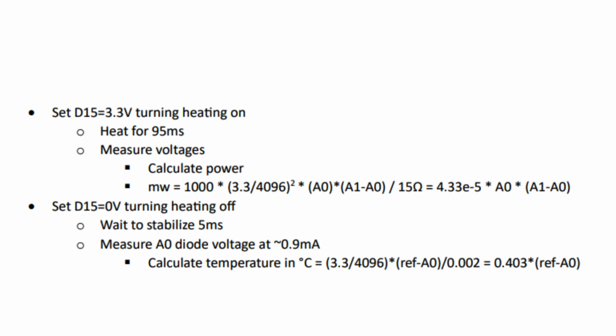The heating temperature measurement algorithm is simple. Power is turned on and off. During the longer on cycle, power is measured. During the short off cycle, temperature is measured. Returned analog converter values are variables A0 and A1.